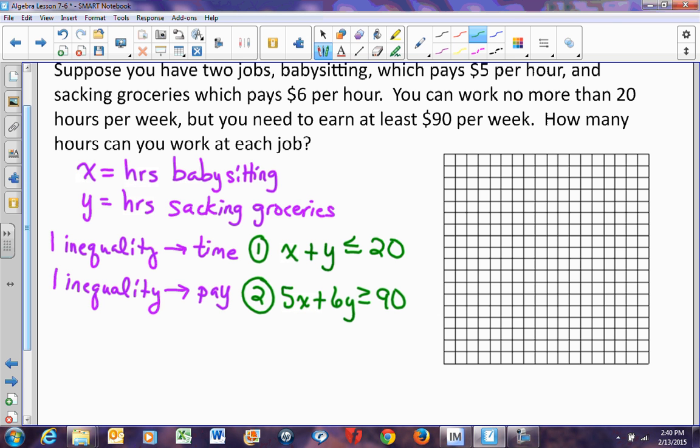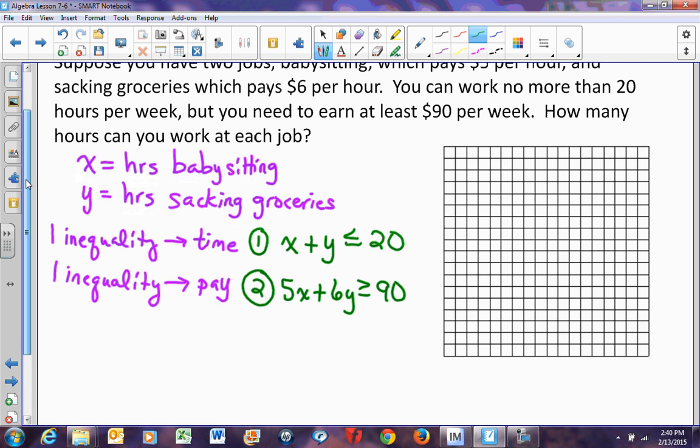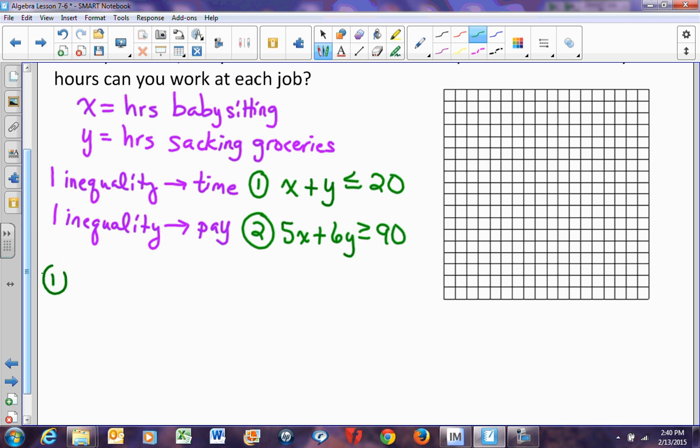So I have two inequalities. They both can be solved using intercepts quite nicely. So I'm just going to move this up just a little bit. Inequality number one, if I do intercepts, if x is 0, y is 20. If y is 0, x is 20. That's really simple. The second inequality, if x is 0, 90 divided by 6 is 15. And if y is 0, 90 divided by 5 is 18.